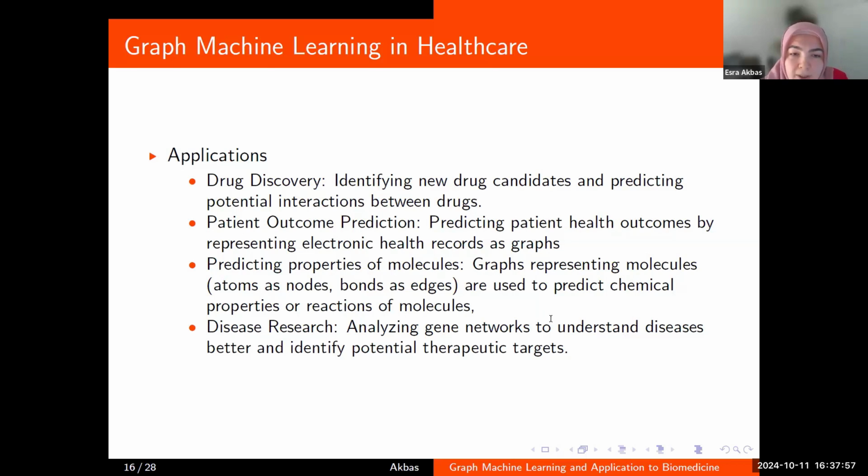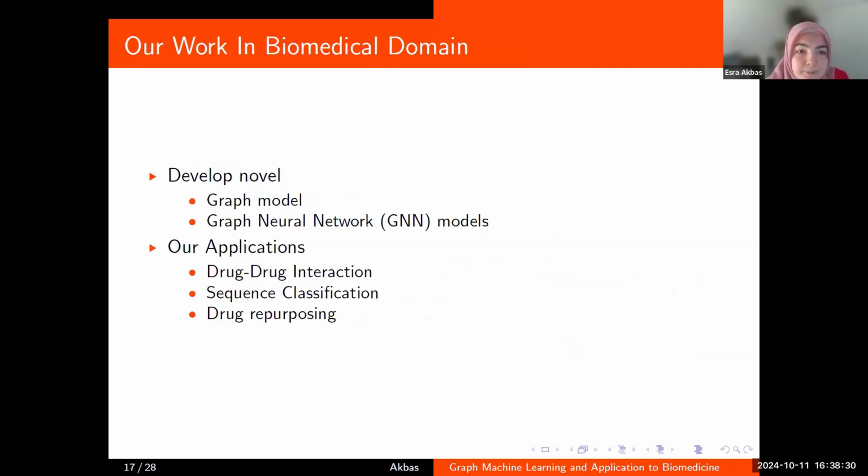And we can also do prediction on molecules, like drugs, which are molecules. A molecule includes atoms and the bonds as edges between them. So the molecule itself is a graph. Using this graph structure, we can do prediction. We can predict their chemical properties, or we can predict reactions of these molecules with other ones. And also we can understand the disease better and identify potential drugs better.